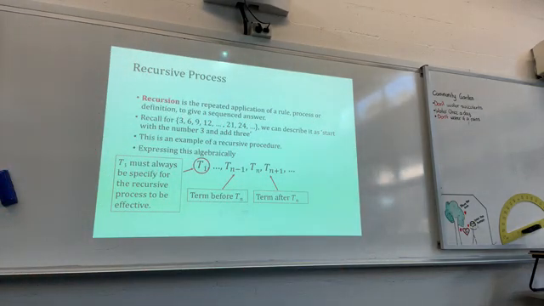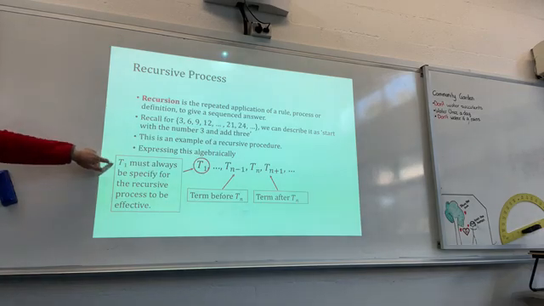If not, it is not going to be effective. If you don't know what the starting number is, you cannot. You can say 3 is added to the subsequent numbers, but what is the first number? How do you know which term to start off with? Where is the first term? So you should always specify T1.